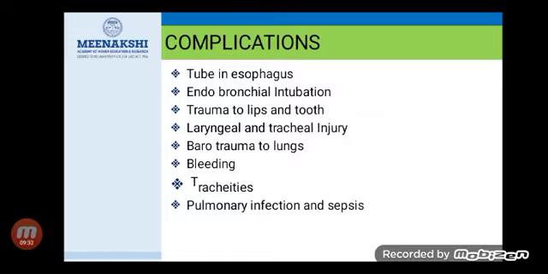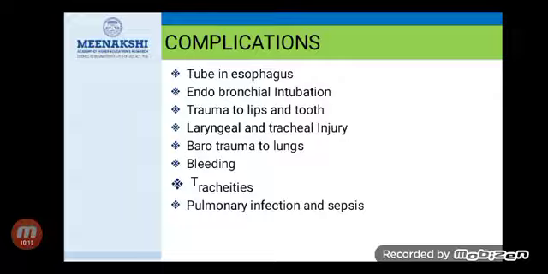The next one is trauma to the lips and teeth. Then laryngeal or tracheal injury. Barotrauma to the lungs: here the barotrauma to the lungs happens due to alveolar rupture. Why does the alveolar rupture happen? Because the transalveolar pressure is increased. That is the barotrauma to the lungs, which can most commonly be complicated by pneumothorax.